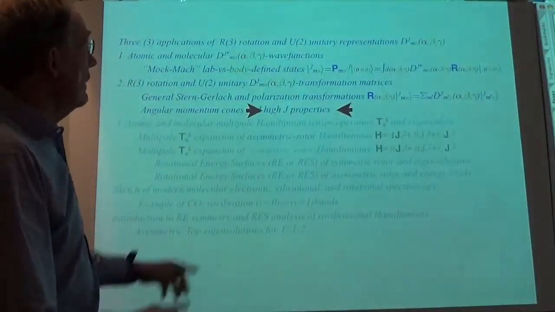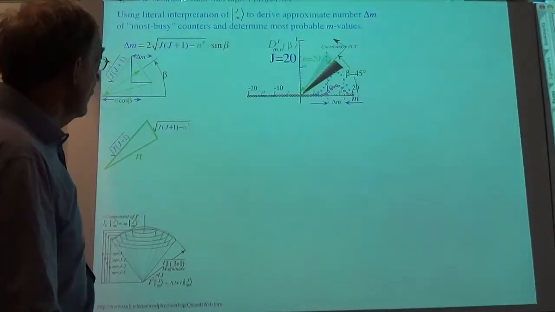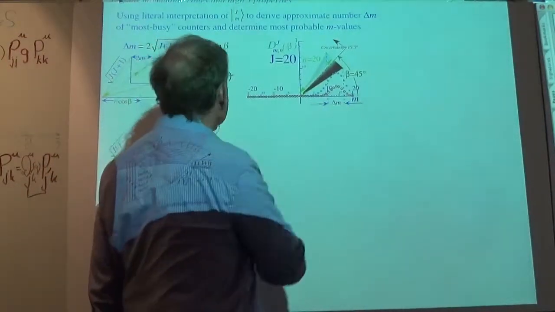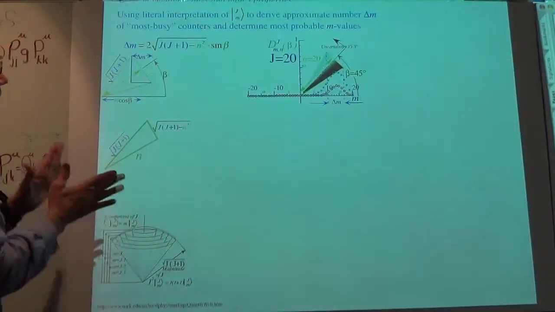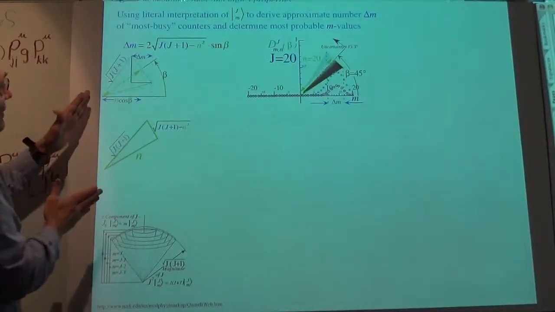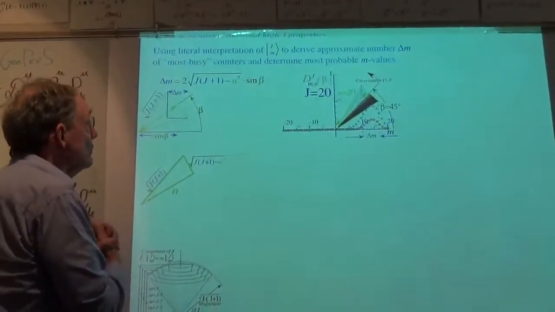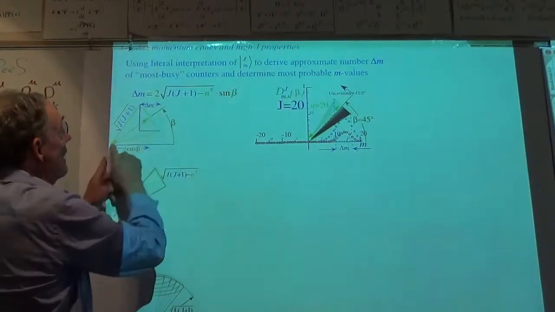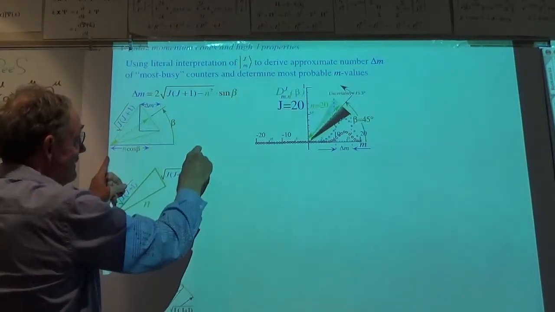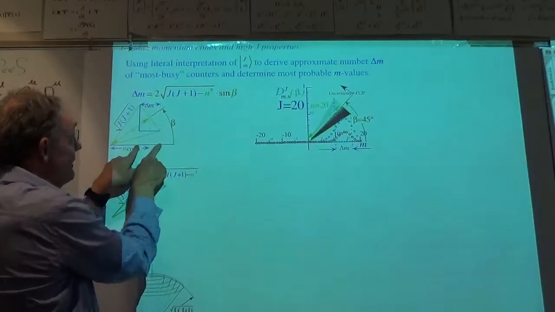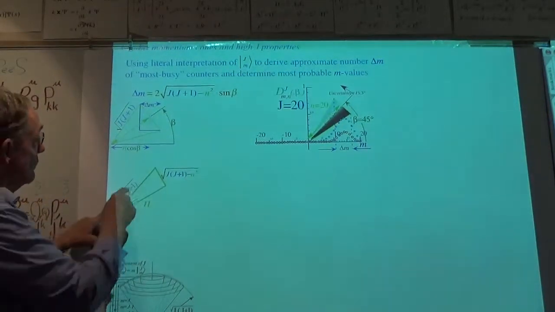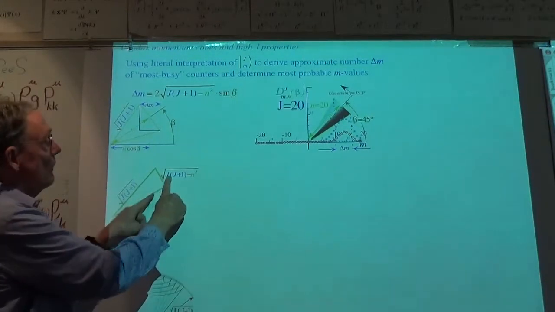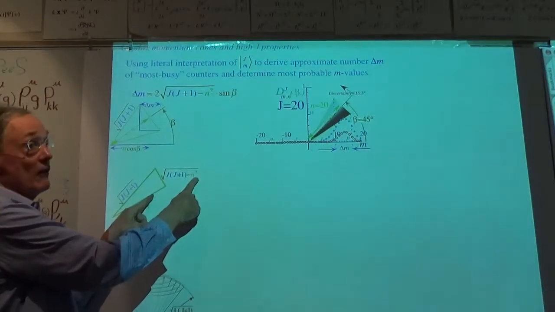Let's go ahead and look at the high J properties of this. Okay? What we're interested in is the delta M. And if you believe this literal interpretation of quantum mechanics, this has got to be the square root of J times J plus 1, this has got to be N, okay? And then I'm going to drop that on a M axis. Okay, I'm going to drop that down, right? So I've got a triangle here that's the square root of J times J plus 1, and then, since this is N, this is the square root of J times J plus 1 minus N squared, right?